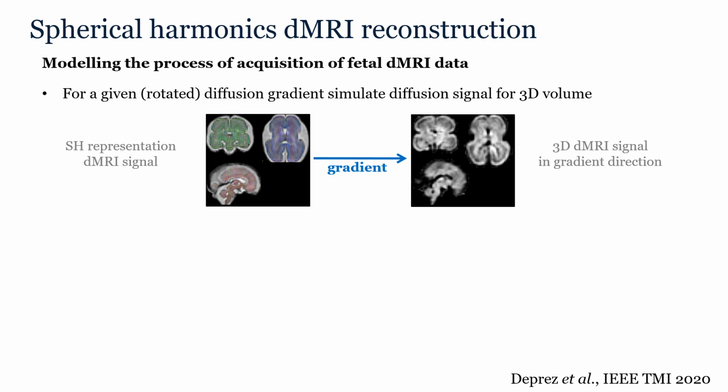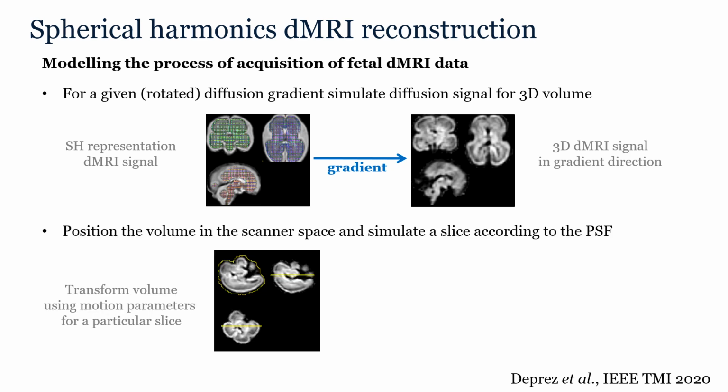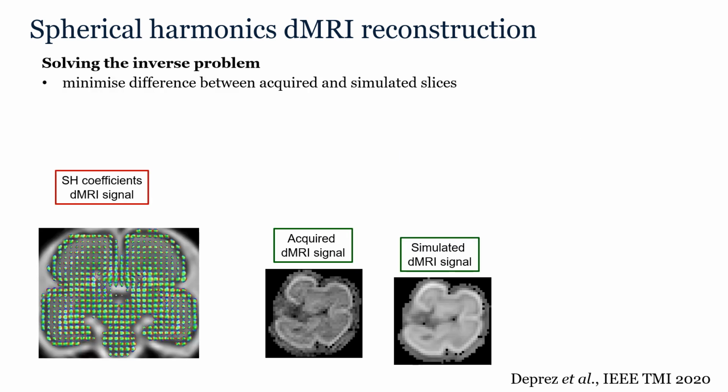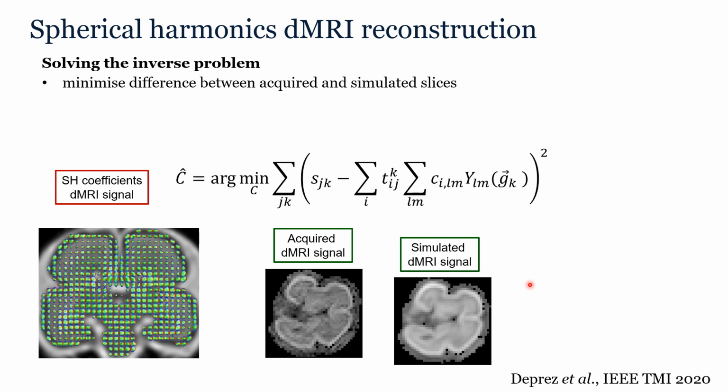fetal brain. Now we can apply motion parameters to position the fetal head in the scanner space and then apply point spread function to simulate a slice. To estimate the spherical harmonic representation of our diffusion signal, we aim to minimize the difference between the acquired and simulated slices. This is the only equation I will give you in this talk to explain this process better.